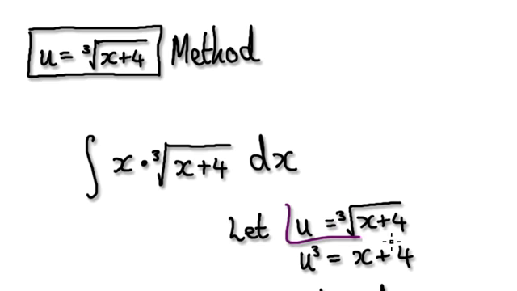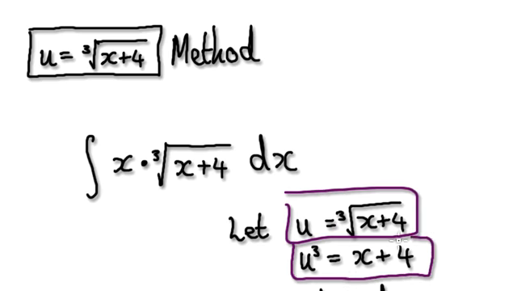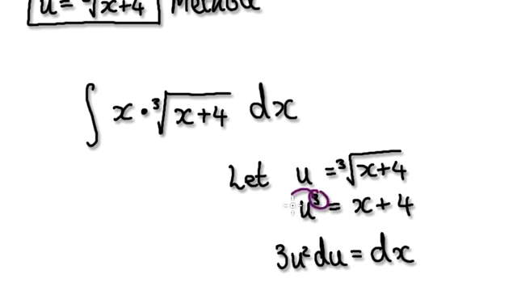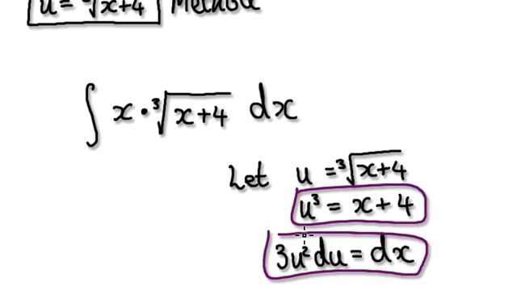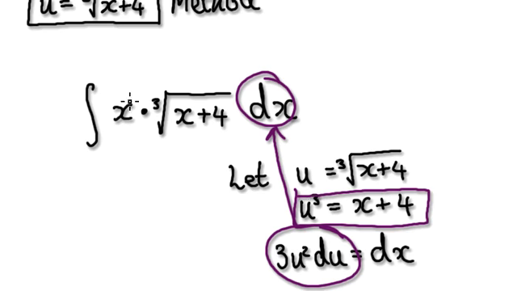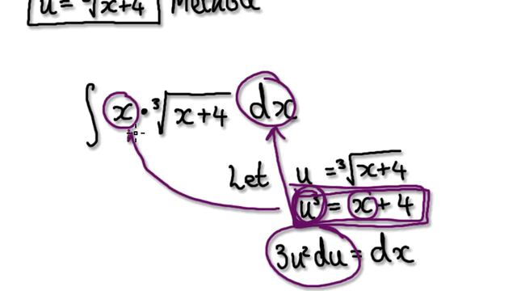So if you cube both sides, that would take you to here, and then differentiate it. So from here, that will take you to here, and now put this back into here. Also remember that if you want to get x on its own, you would rearrange this. So here you would get u to the power 3, take away 4, that will leave you x. So we can then put it into here.